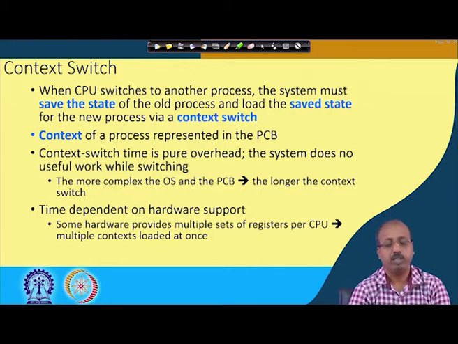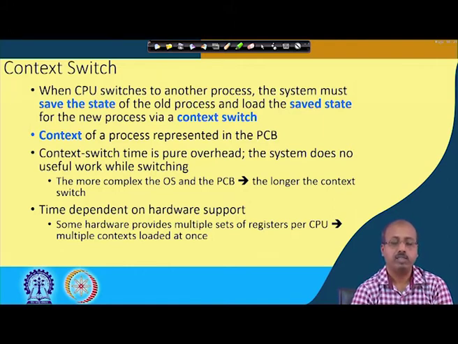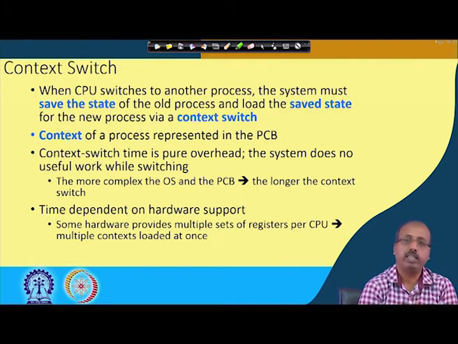So, formally coming to the definition of it, when the CPU switches to another process, the system must save the state of the old process and load the saved state for the new process via a context switch. So, this is the definition of context switch. As I was telling, maybe previously process 1 was running. Now we want to suspend process 1 and start process 2.